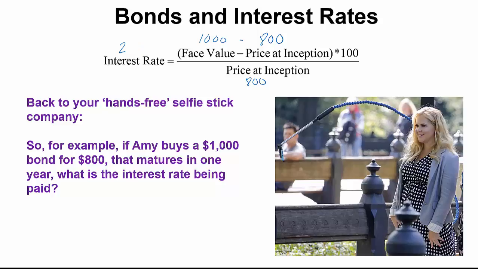I guess I better use the calculator. Looks like it's 25%, but let's double check. 200 divided by 800 times 100 is 25%. Very good. Okay? So that's how you would calculate the interest rate for that bond.